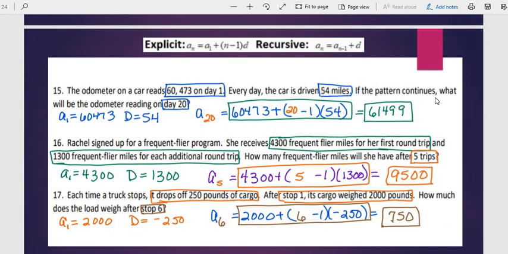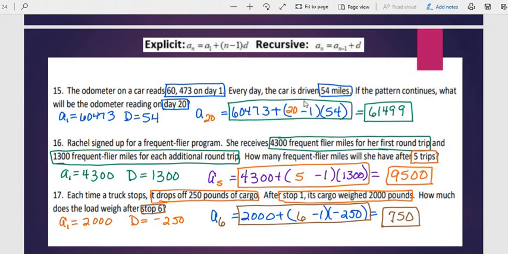So number 15, you've got the odometer on a car that reads 60,473 on day 1. Every day the car is driven 54 miles. If the pattern continues, what will the odometer reading on day 20 be? So we have the first term and we have a common difference right here. So we're going to substitute that in, our first term, and we're looking for day 20. So 20 and 20 must match right here.